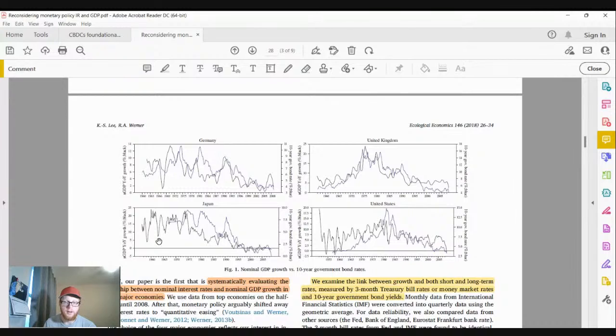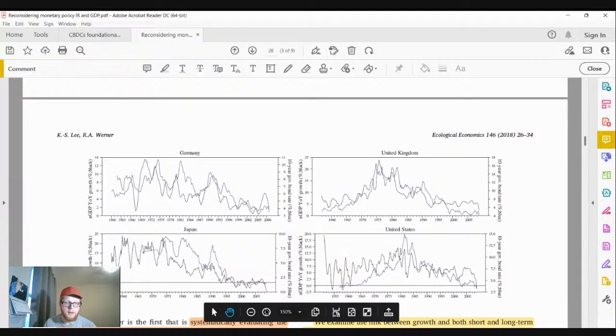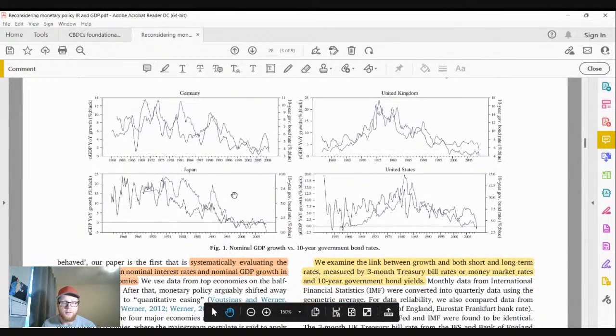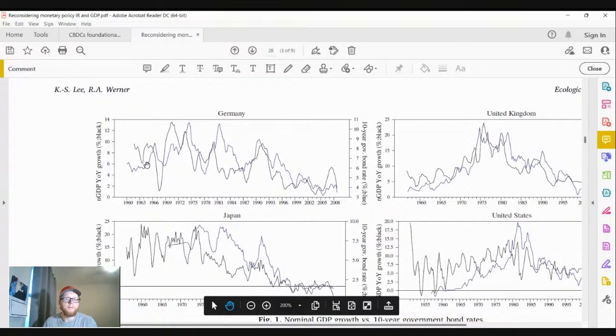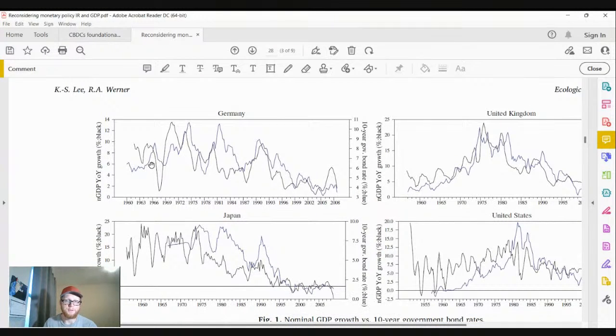So the black lines are, see if I can zoom in a little bit, so maybe it's easier to see. I know the difference between black and blue when the lines are so thin is pretty difficult to see. So you have the blue line here for Germany and then the black line as well. I think black is the nominal GDP year over year, and the blue is the 10-year government bond rate. And so you can see in general, they kind of correlate to where they have the same general form. When one goes up, the other does as well.